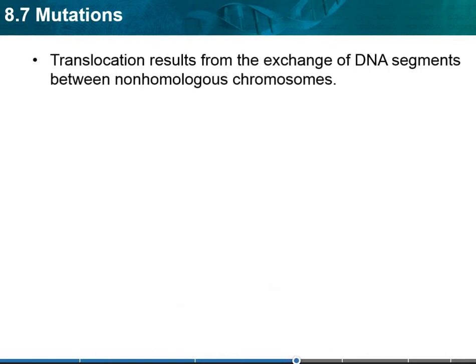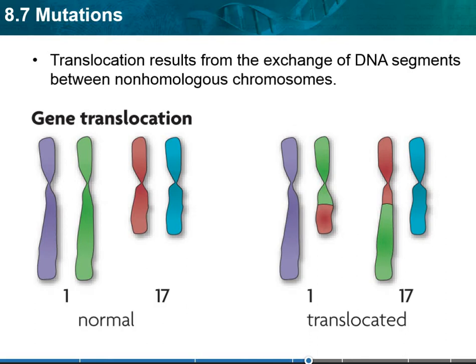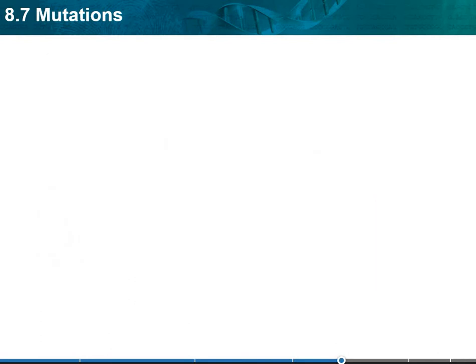So translocation, for example, results in the exchange of DNA segments between non-homologous chromosomes. So it ends up with getting information from like right there where you have chromosome 1 now has chromosome 17 information on it, and vice versa. So it really messes things up.